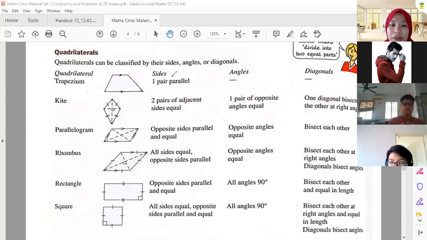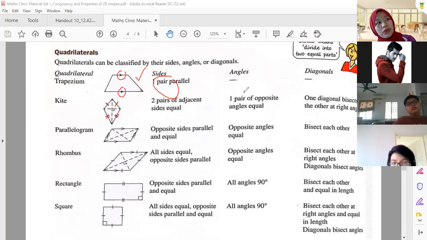If you have only one pair of parallel sides, you call it a trapezium. Can you see this is one pair of parallel sides? One pair means two lines. Okay. Can you see you have two pairs of adjacent sides? This is two pairs of adjacent sides, and one pair of opposite angles. Remember, I do the cutting for you guys. So you can refer to it.